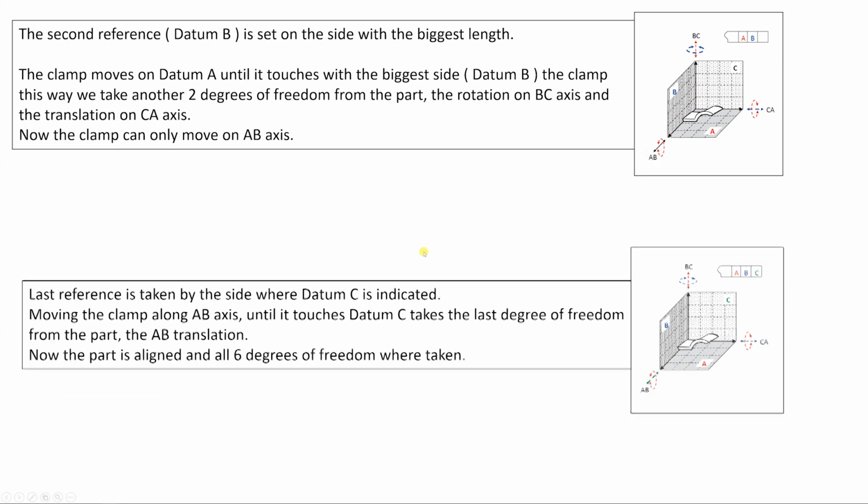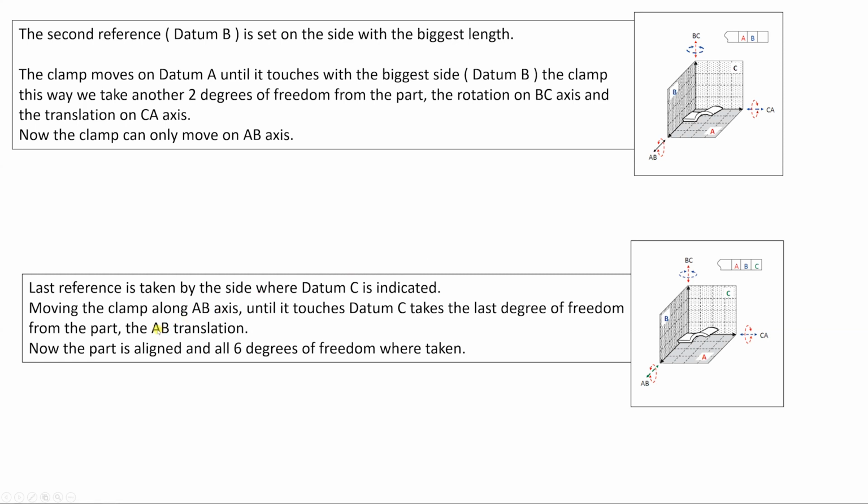So in order to take this movement, the last reference is taken with the side where datum C is indicated, so this side right here, moving the clamp along the AB axis until it touches datum C, so this plane right here. So now the last degree of freedom from the part is taken, and the part is not able to move anymore in any direction, and it's not able to rotate anymore in any direction.